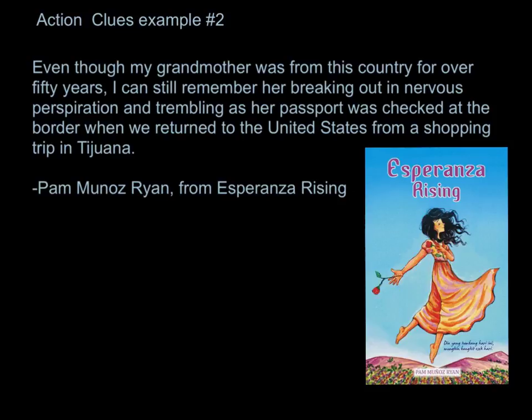In this passage, I have to infer that her grandmother is very, very nervous. It tells me that she's nervous, but I have to envision what that nervousness looks like for her grandmother. The author gives me these clues right here: perspiration and trembling. Those words tell me that she is sweating and that she is shaking. So I have to infer that means she is very, very nervous.